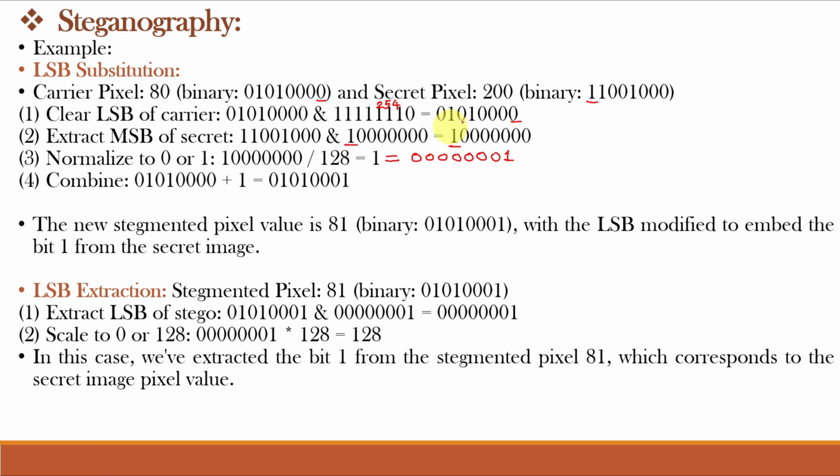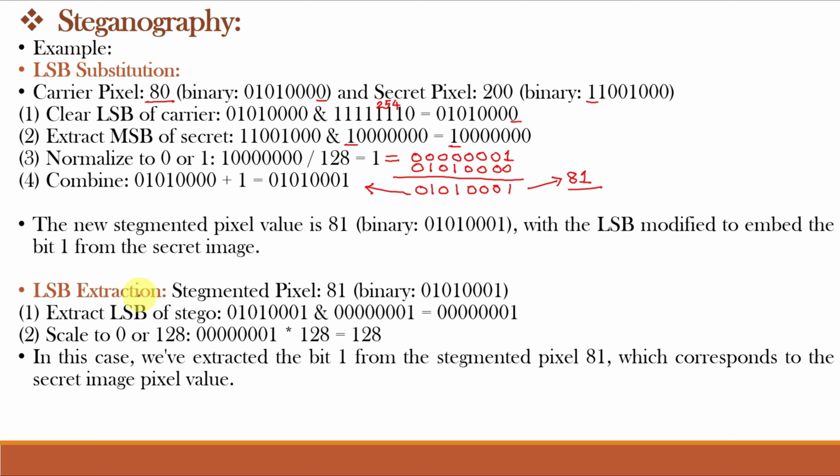By simple binary addition, when we add this to this, we get 0 1 0 1 0 0 0 1, which is our segmented pixel value, and this is 81. So our carrier pixel, which was 80 initially, has now become 81. The new segmented pixel value is 81, with the LSB modified to embed the bit 1 from the secret image.